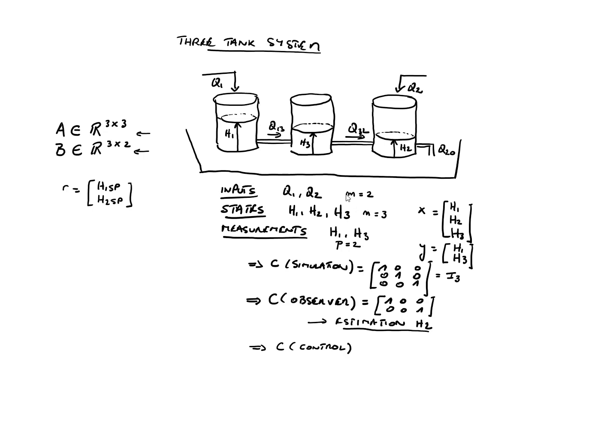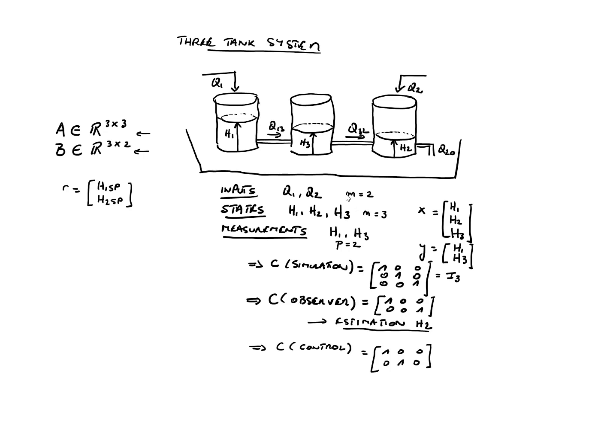will actually select the outputs that are being controlled, and this is the level of tank 1 and the level of tank 2, so the first two states H1 and H2. So the C in this case will be 1, 0, 0. This will select the height 1, and 0, 1, 0, and this will select the second level. So you can see here again that these 3 C's, depending on the situation, are very different.